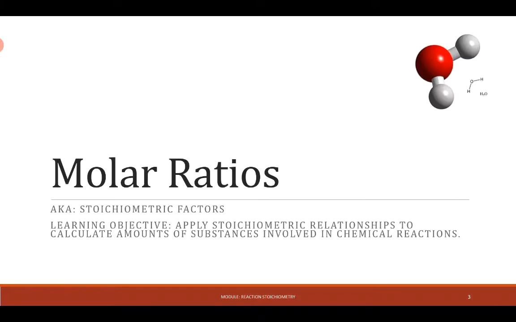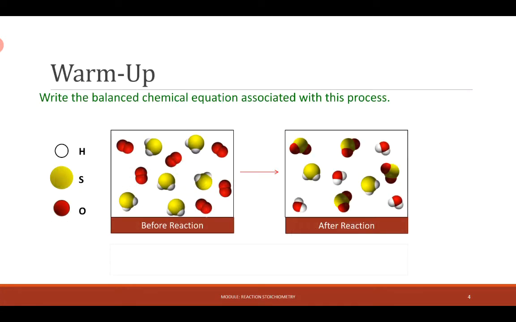We will begin by talking about molar ratios, which are also known as stoichiometric factors. This is part of the learning objective for applying stoichiometric relationships to calculate amounts of substances involved in chemical reactions. Before we begin, let's write a balanced chemical equation for the reaction depicted in these boxes.